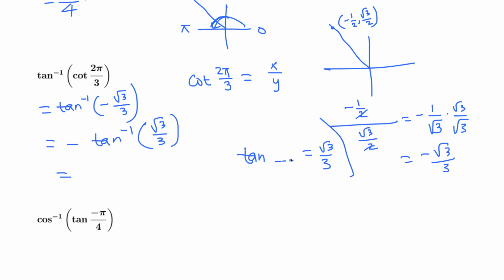Okay, you might have to memorize this, but tangent is y over x. So if you look at here, y over x, you'll figure out that tangent pi over 6 has value root 3 over 3. So this is negative pi over 6.